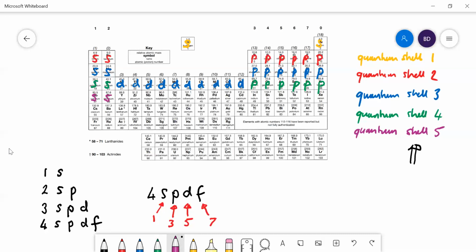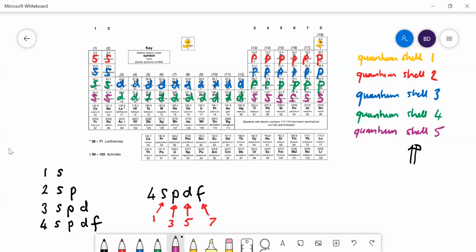Then once 5s is full up, you go back to filling 4d. So I need to change my color to green. So then the D, and then you've got 10 electrons in 4d. When you get to cadmium, that is full up. Then you have to start filling up 5p, sorry. So this is 5p being filled up here. Iodine's got 5 electrons in 5p, xenon's got 6.